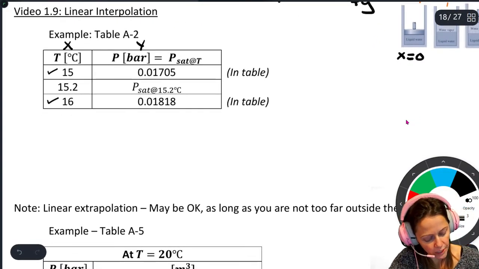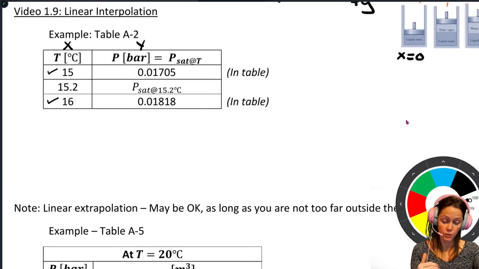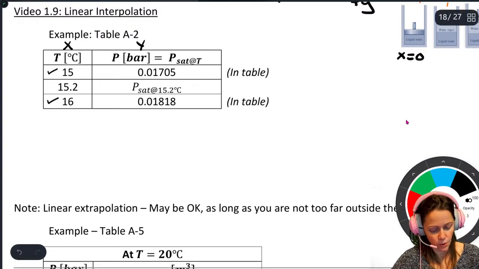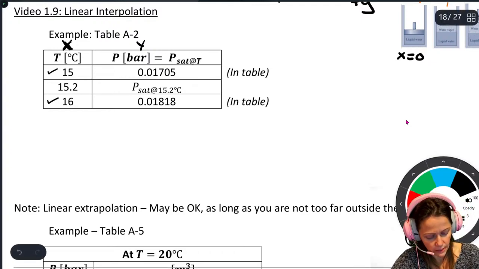So the way you're going to do it is you're going to say, okay, if those data points are linearly related, then the slope between them is also linear. And your slope is change in y over change in x. So I'm going to call this column x and this column y.